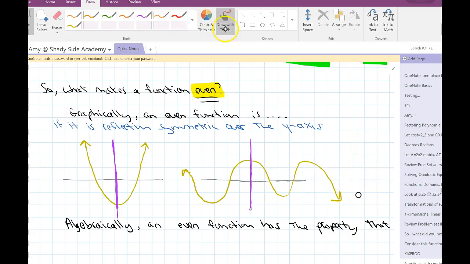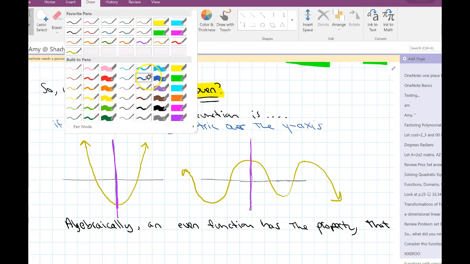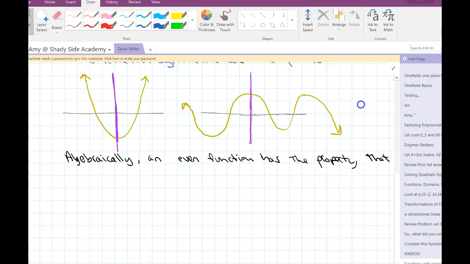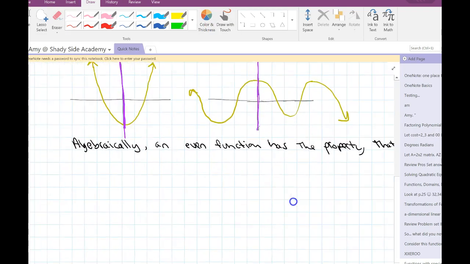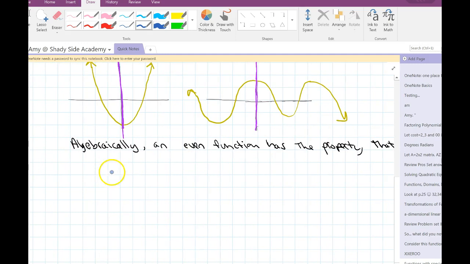What about the algebraic definition of what makes a function even? Well, algebraically, an even function has the property that f of x equals f of negative x.